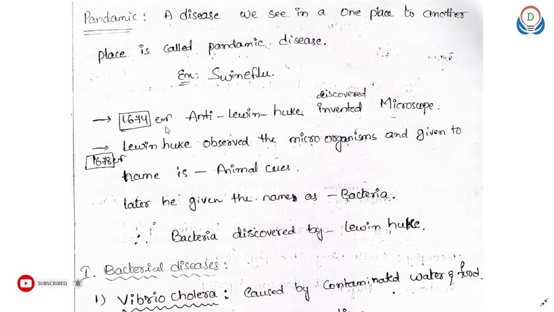In the year 1674, Antoine Leeuwenhoek invented the microscope, right? Leeuwenhoek observed the microorganisms, and in the year 1678 he gave them a name, animalcules. Later he gave the name bacteria. Therefore, bacteria were discovered by Leeuwenhoek.